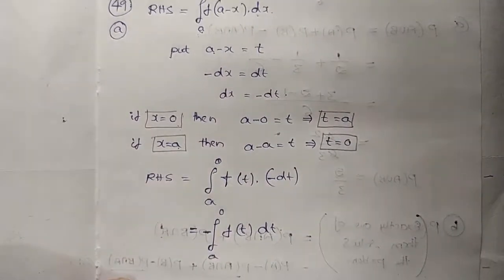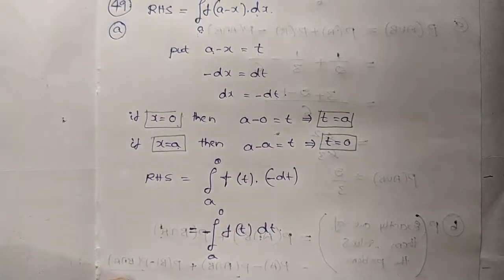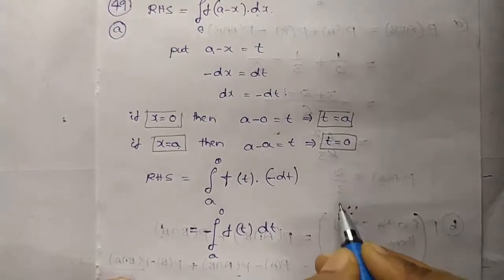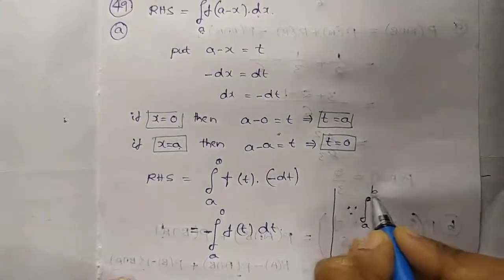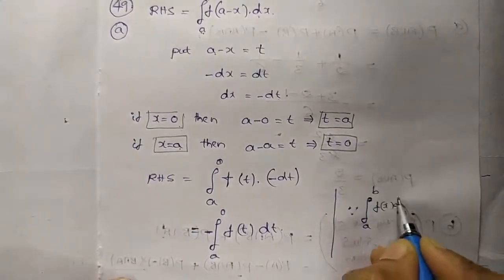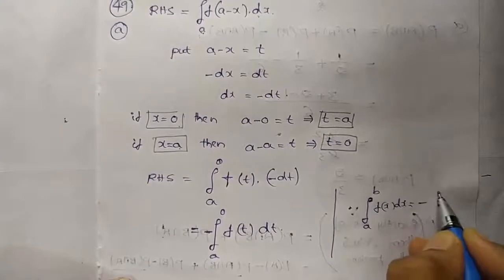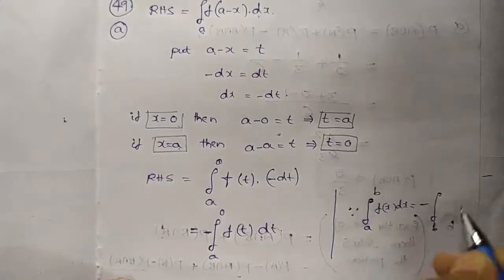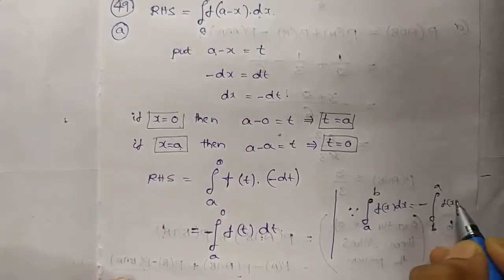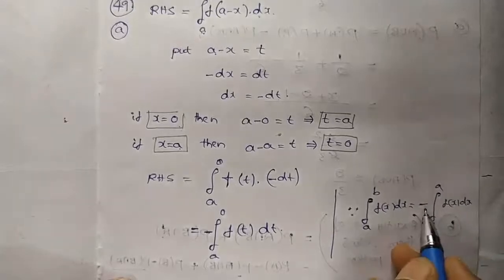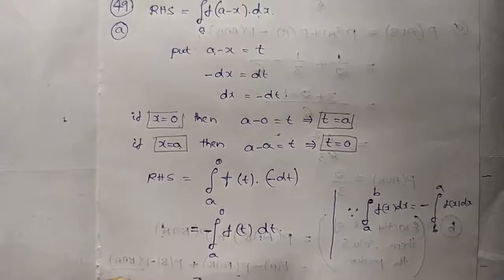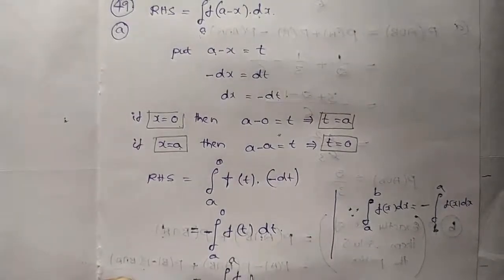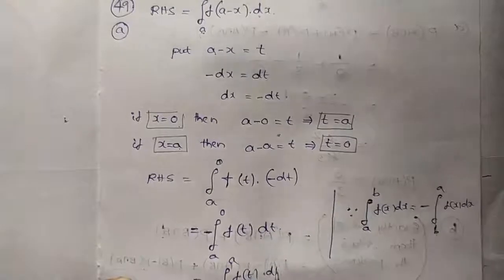Next we have one property. Let us use that property. We know that the integration of a to b f of x dx equals minus the integration of b to a f of x dx. Here we have a minus. If we change it, the intervals get changed. That equals the integration of 0 to a f of t dt.